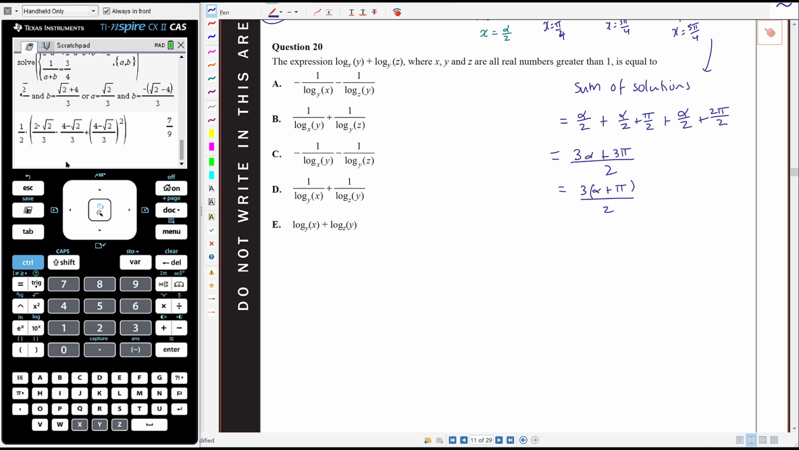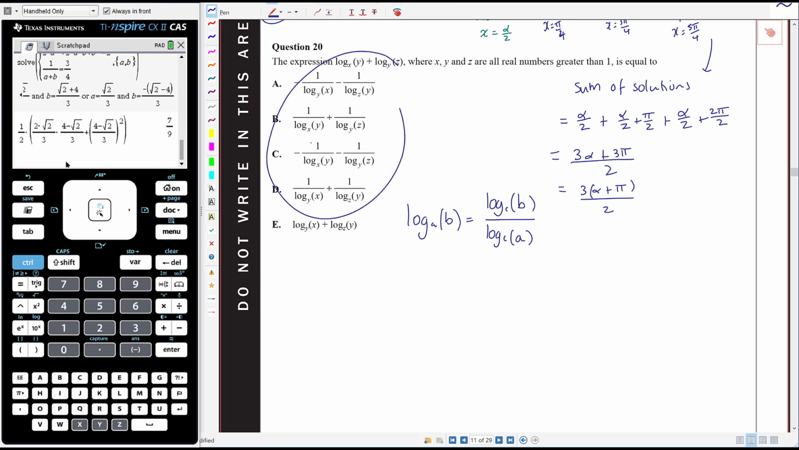Okay, and then question 20, the expression log x of y plus log y of z, where x, y, and z are all real numbers greater than 1, is equal to. Okay, so we're going to want to use some change of base here. So the change of base rule tells us that if we have log base a of b, we can write that as log, and we can choose any other base we want, as long as we use the same base on the numerator and denominator, with b up here and a down here. So we want to think about that.